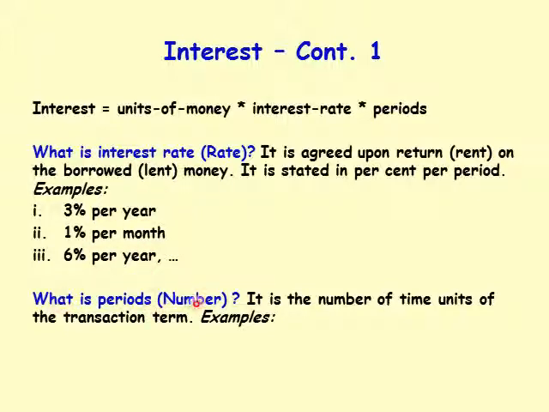Let's continue. What's the period? Next we get this one, period, which is the number of terms. It's the number of time units of the transaction term. So in a rental property, it will be a year's worth of lease, 12 months. In a certificate of deposit for 3 years, it will be 3 years. And in a 30-day notice, it will be 30 days. 30 days is the period.